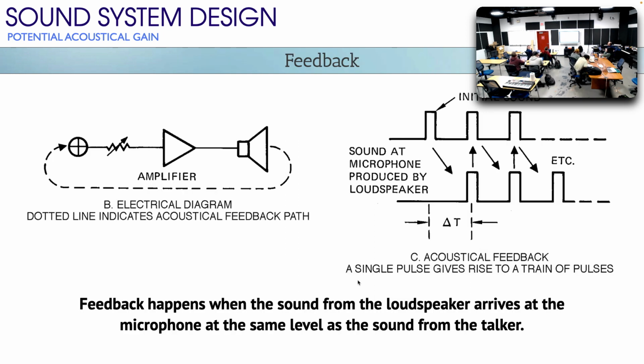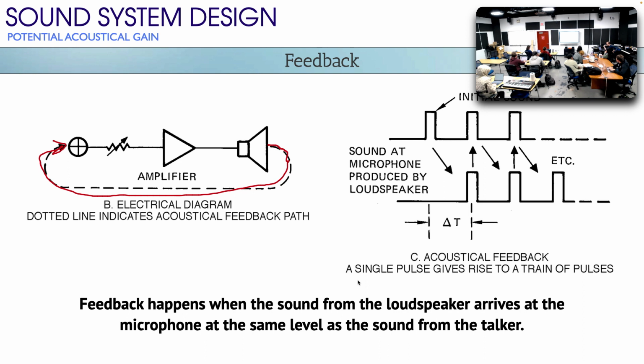So let's talk about how this happens. How does feedback happen? Well, feedback happens because some of the sound from the loudspeaker comes out and finds its way back into the microphone. The microphone doesn't just pick up the talker. It picks up everything around it, including the sound coming out of the loudspeaker that is the louder version of the talker. Some of that makes it into the microphone.